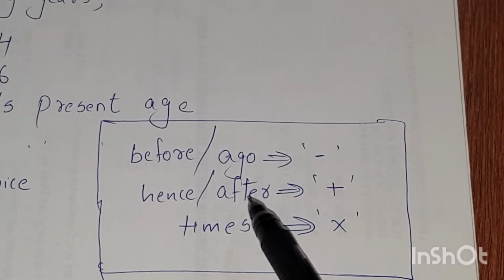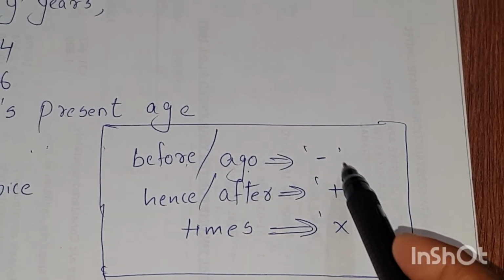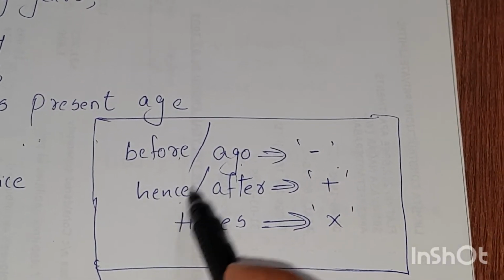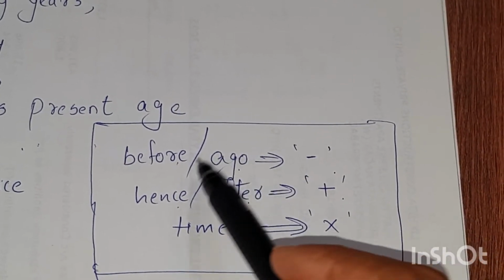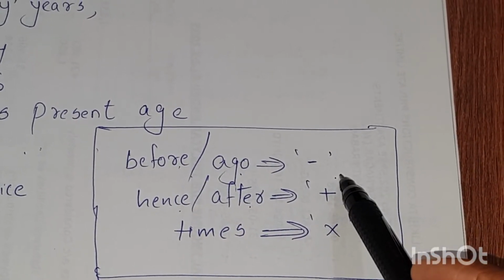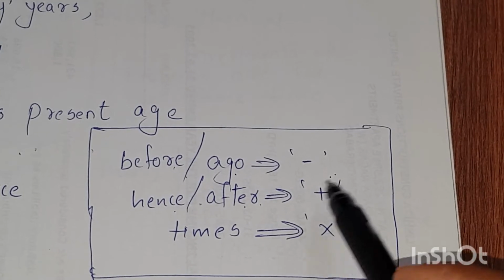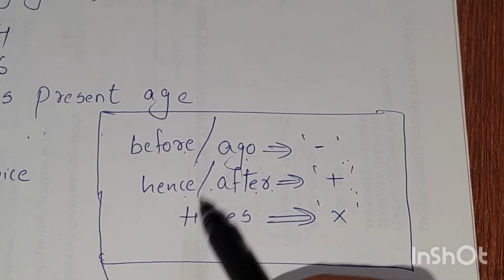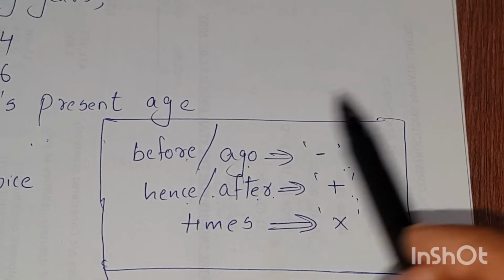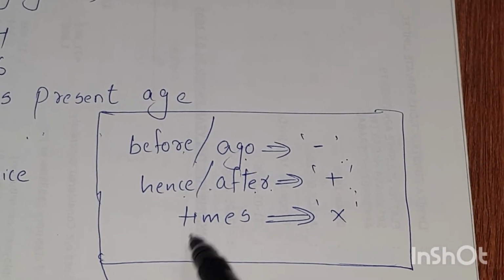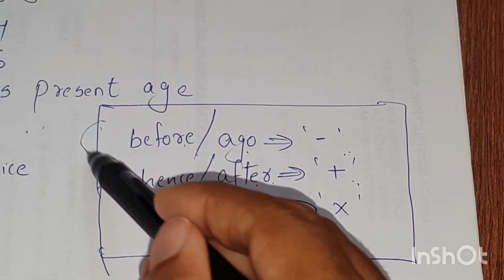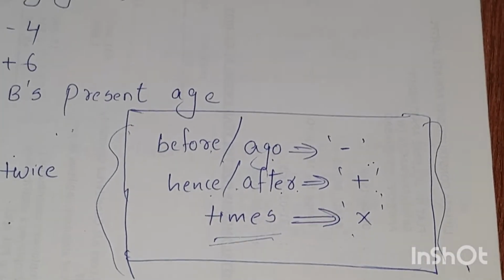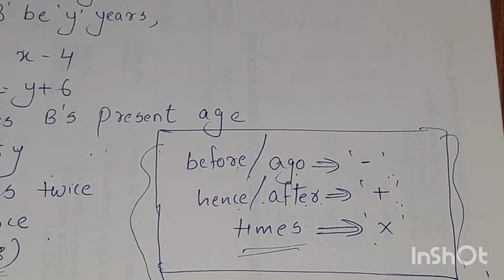In short, we can remember these things. Before or ago means you have to subtract from that number. Hence or after means you have to add to that number. And X times Y, A times B, that means times means you have to multiply. Understood? So in the ages topic you have to remember these three things. Now we can go to the questions.